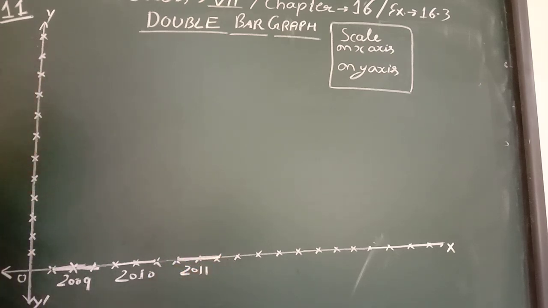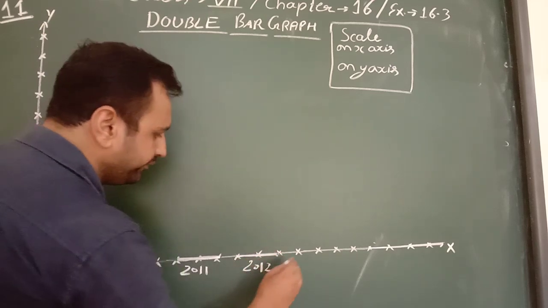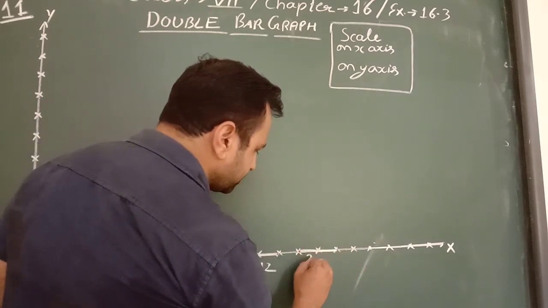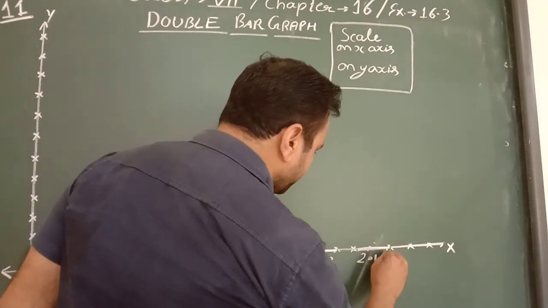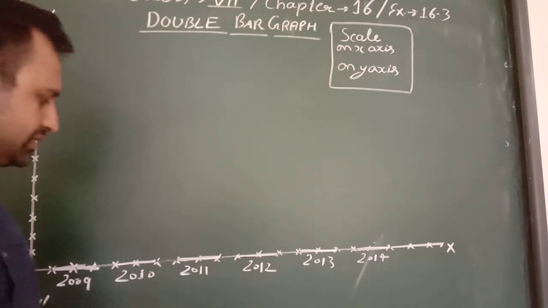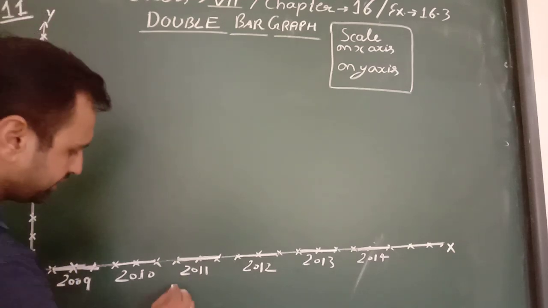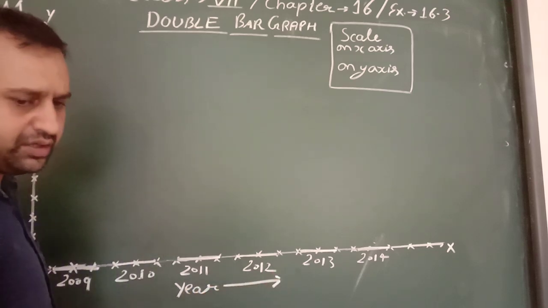these two boxes represent 2011, these two boxes represent 2012, 2013 and 2014. Now the x-axis represents the year.